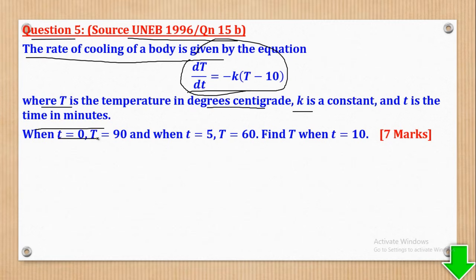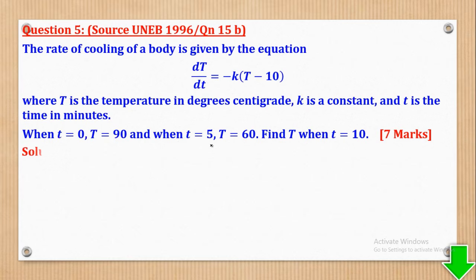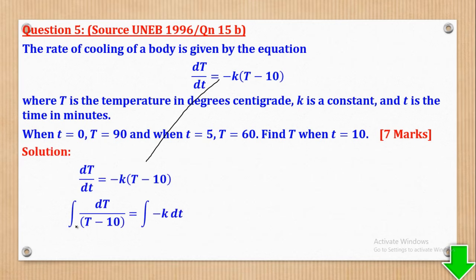When t is equal to 0, T is 90. When time is equal to 0, temperature is 90, and when time is equal to 5, temperature is 60. Find the temperature when time is equal to 10 minutes. So we shall first rewrite the given differential equation, then we separate variables and put integrals on both sides. The next is to integrate. So when I integrate, this gives you that and this gives you that, plus constant of proportionality.